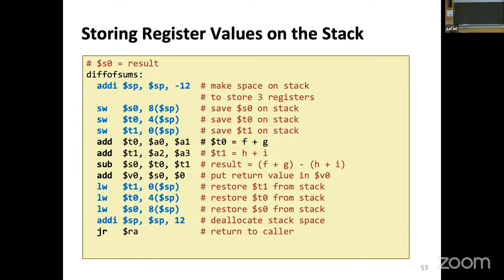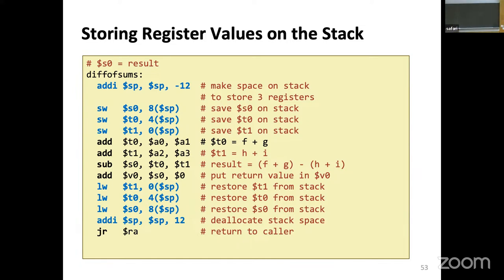Every word is 4 bytes, right? Three registers is 12 bytes. So let's make some room. So I decrement the stack pointer by 12. So I go from here, 1, 2, 3. I move this stack pointer to this position.